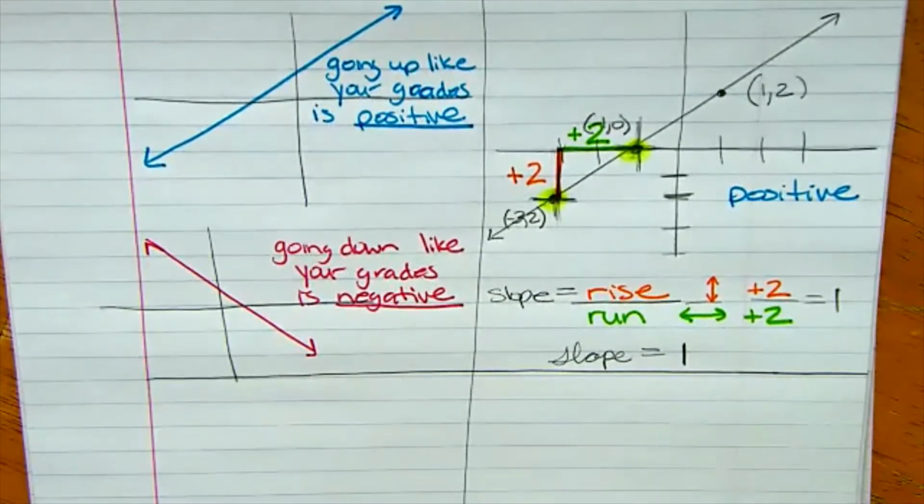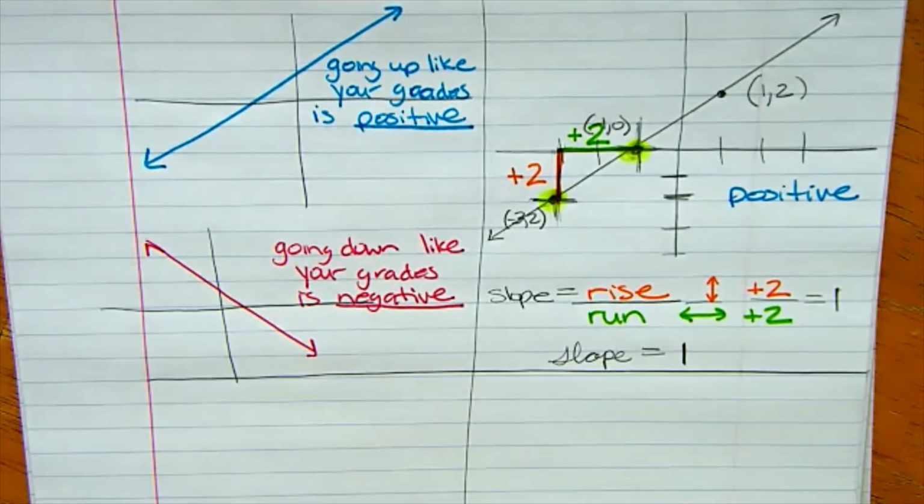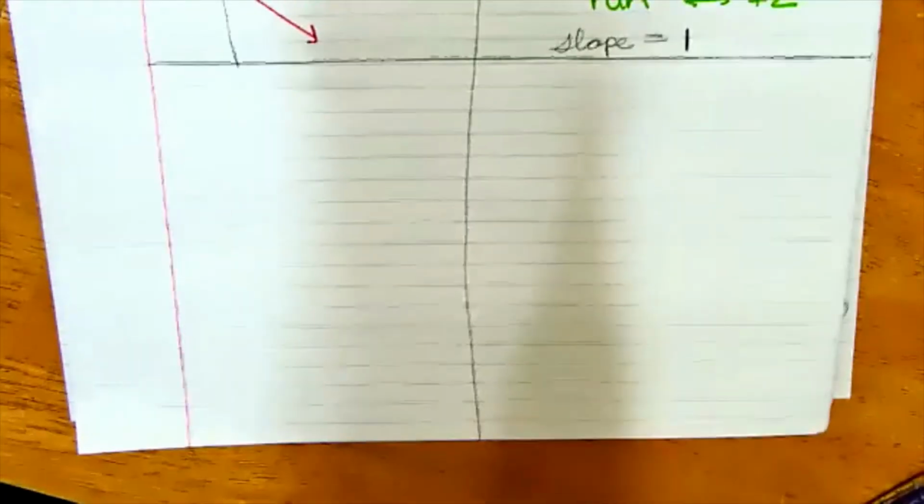Like, is it a fraction, turned into the rise and run thing? Yes, rise over run is a fraction. Okay. So rise over run is a fraction. Let's do another one.